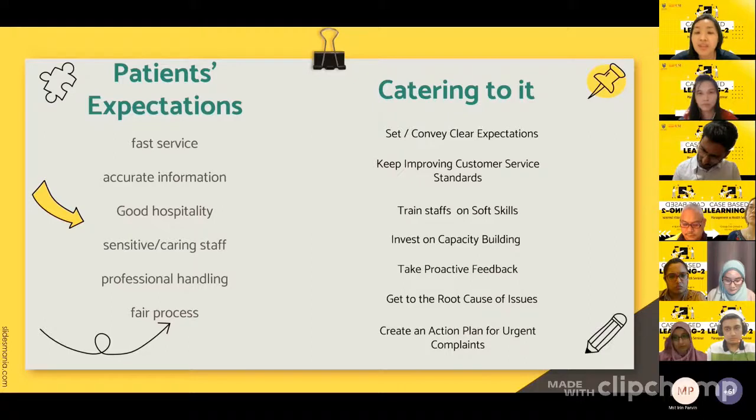satisfaction surveys. Thirdly, train staff on soft skills and invest in capacity building to ensure a high level of hospitality and professional service from staff. Fourthly, take proactive feedback for continuous improvement. And fifthly, solve the root cause of the issue to avoid repetitive complaints. Instead, we should engage staff to identify the root cause and avoid finger pointing. And lastly, we can create an action plan for urgent complaints. Over to you, Jonas. Thank you.